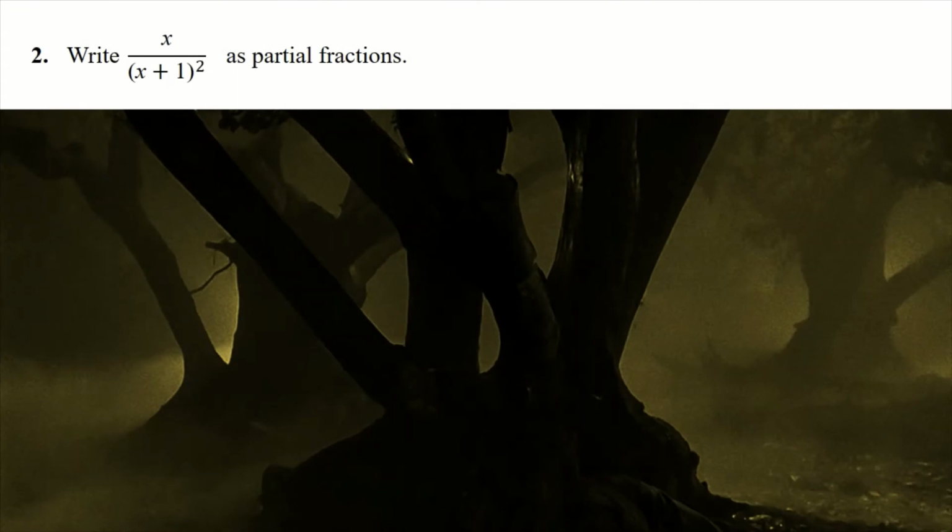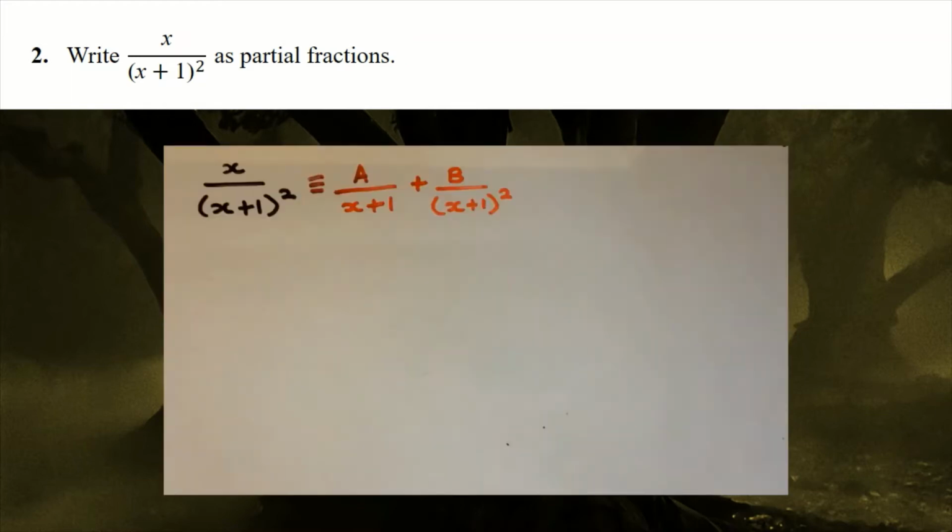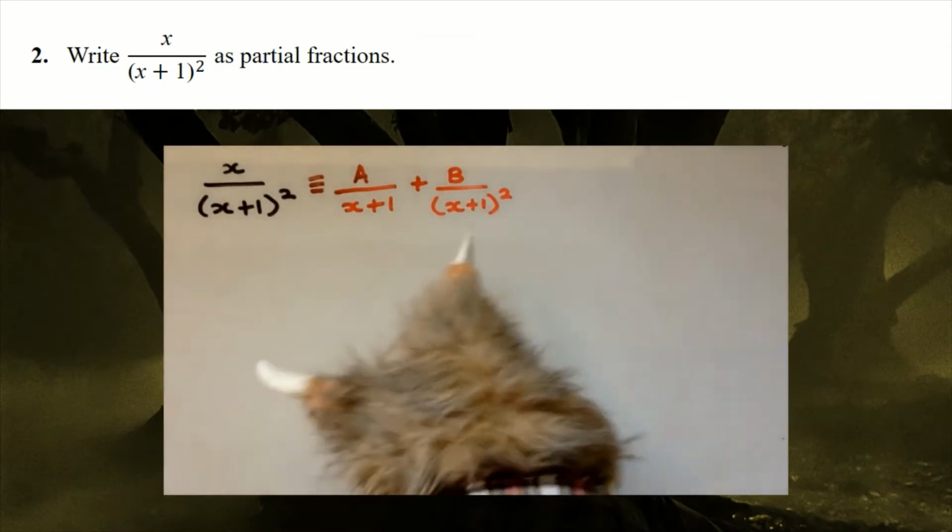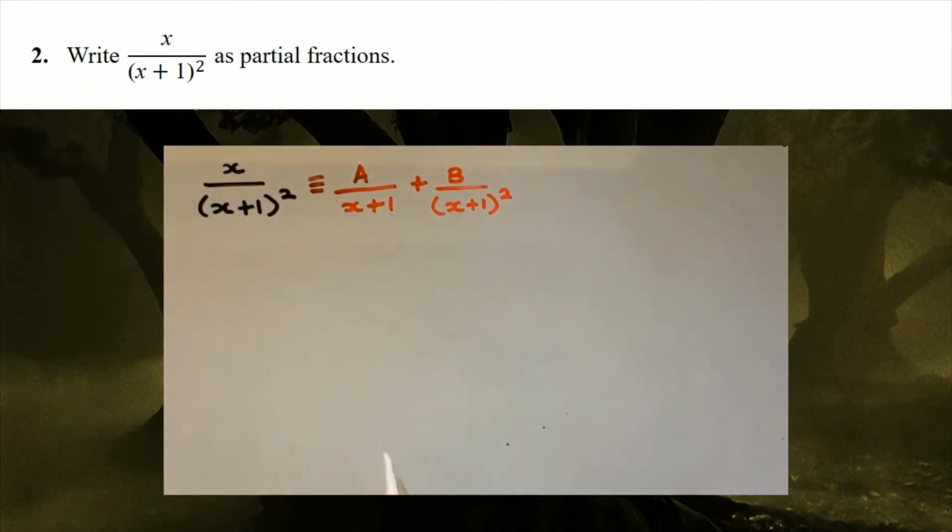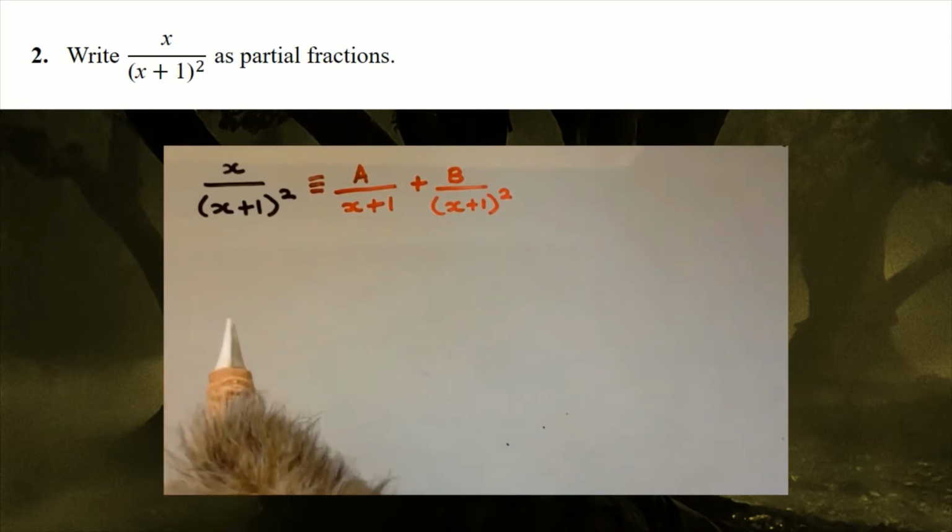In question 2, you're asked to write x over x plus 1 all squared as partial fractions. Please pause the video and have a go at this. All right, and let's have a look at the solution. Next, we have to write x over x plus 1 all squared as partial fractions. Now, I've included the scaffolding here that you weren't given in the question. This is just harking back to when you did the work on partial fractions.